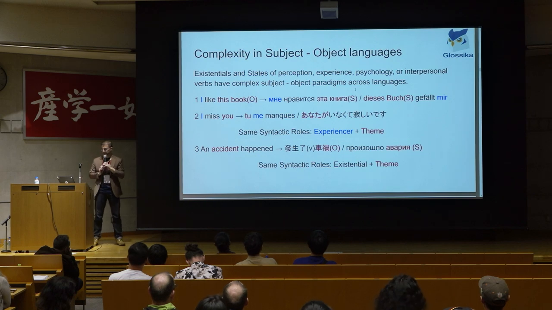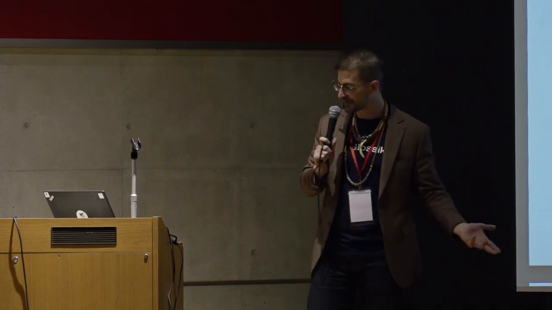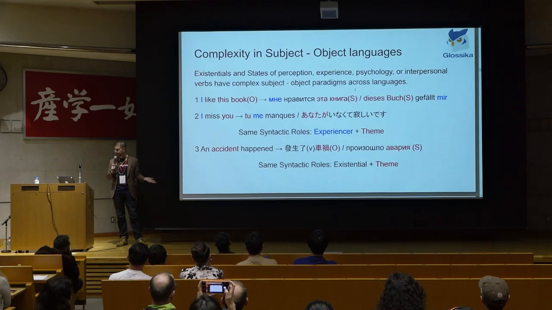Okay, so complexity in subject-object languages. If we take a look across European and maybe Asian languages, we'll find that the different way to express the same thing across languages takes different tenses and cases. So I like this book, Mir nravitsa eta kniga. Eta kniga is still in the nominative case. Dieses Buch gefällt mir. And so even the position of the words in the sentence tends to vary.